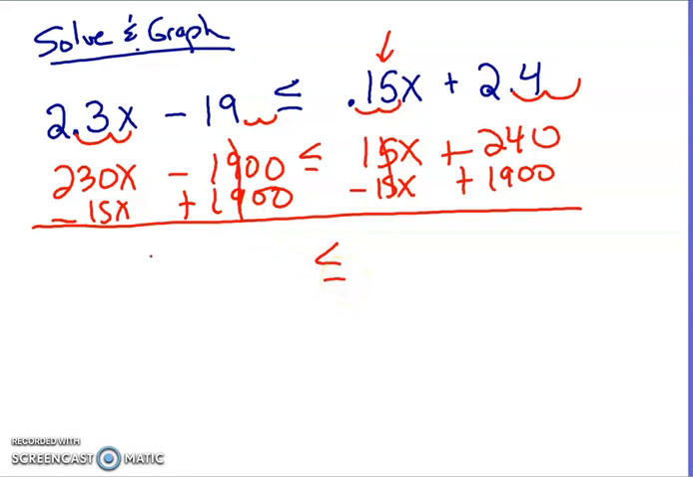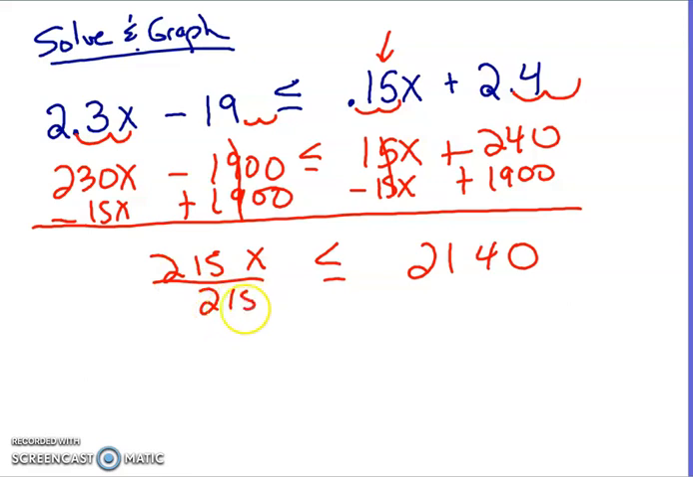So on the left side, you have 215x, and on the right side, you're going to get 2,140. And then you're going to divide both sides by 215, and then this goes to 428 over 43. So remember, you can write a reduced fraction. Don't round. I've said that several times in class as well. Don't ever round your decimals unless you're instructed to.